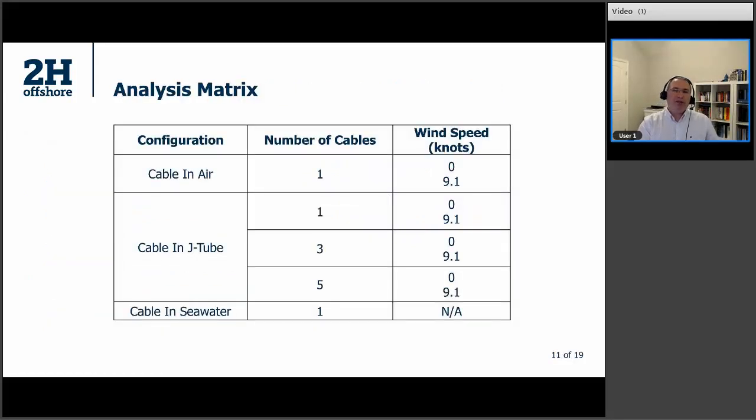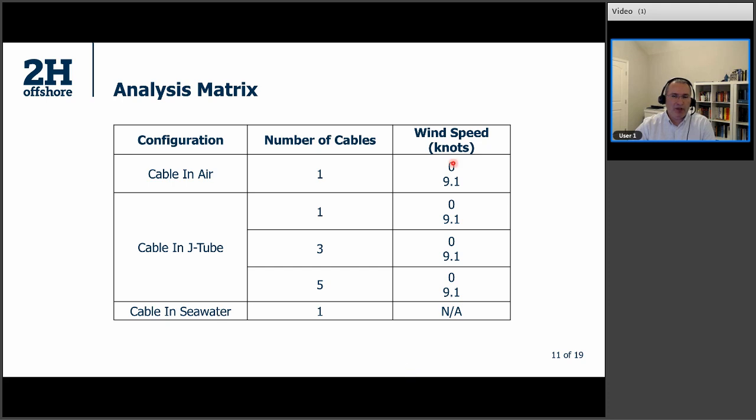So we have a lot of parameters, but we don't have time to go through all of these parameters in this presentation. So I have a simple analysis matrix including 3 different parameters to give you an idea about the thermal response of power cables. In configuration we consider cable in air, cable in J-tube, and cable in seawater. And the number of cables vary. We have 1 cable, of course, in air, and we have 1, 3, and 5 cables in J-tube, and 1 cable in seawater.